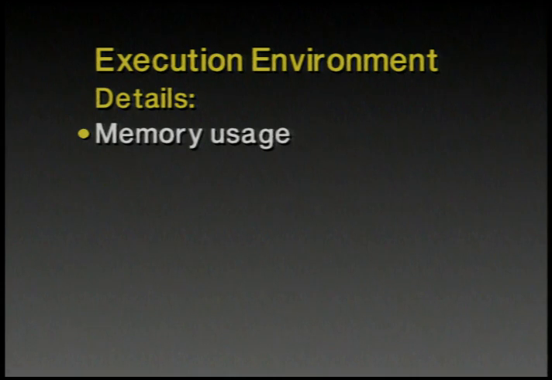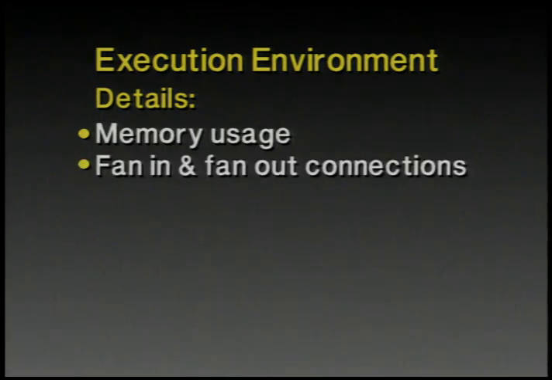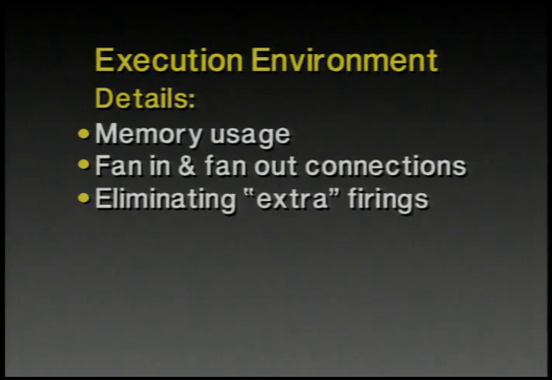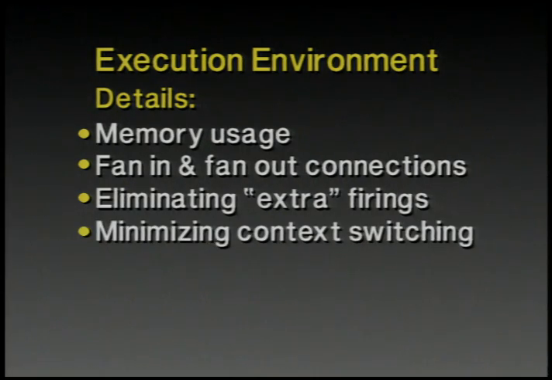As you saw in the prior example, there was both fan out, from the output of A fanning out to two consumers, and D had a fan in on one port from two producers. So you have to correctly deal with synchronization on fanning in and out. You have to eliminate the extra firings that we just talked about, and you have to minimize the context switching if there is a central controller, or if the entire data flow environment is all separate processes.